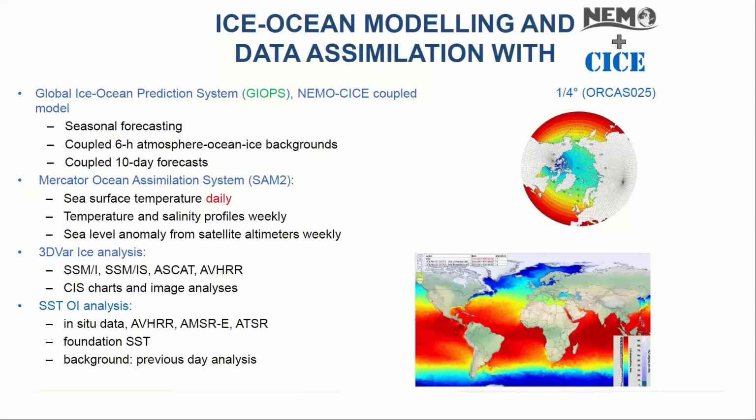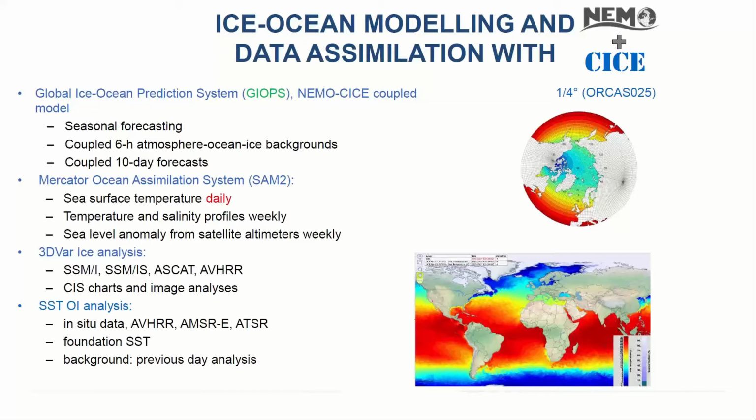This is the ocean part of the coupled assimilation system. It's based on a NEMO-CICE ORCA025 quarter-degree configuration, and the point here is that this model, uncoupled to the atmosphere, is used twice. First, it is used in the ocean data assimilation to provide the initial conditions for other systems, like for atmosphere, but also for the coupled forecast.